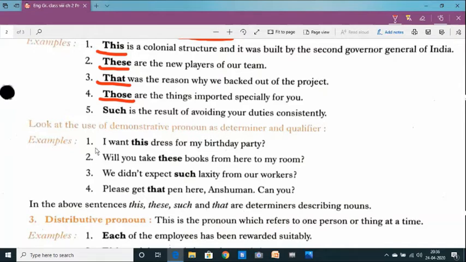Example 1. I want this dress for my birthday party. Look at the use of demonstrative pronoun as a determiner and qualifier. Qualifier means it qualifies. Will you take these books from here to my room? We didn't accept such laxity from our workers. Such also has come. And please get that pen here, Ansuman. Can you?